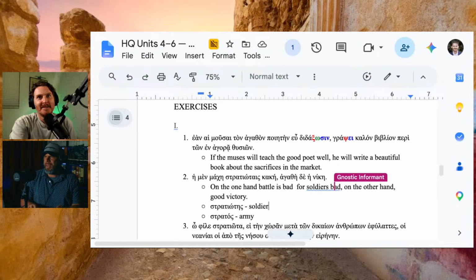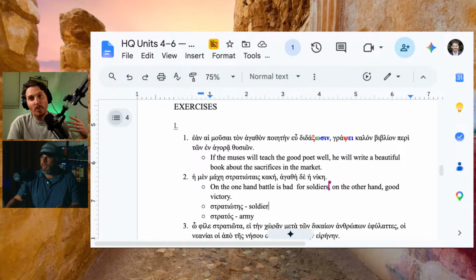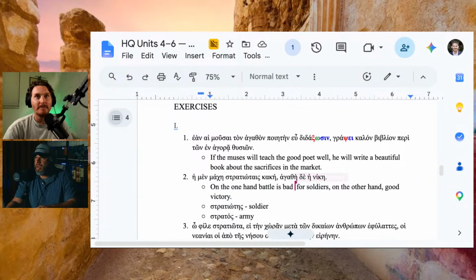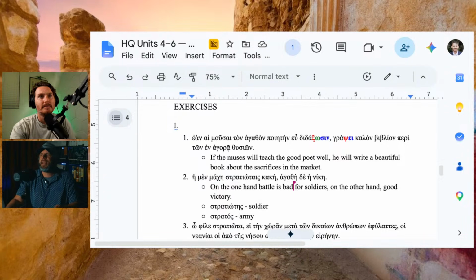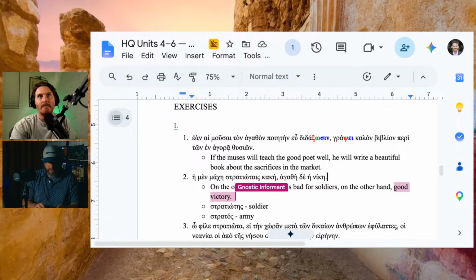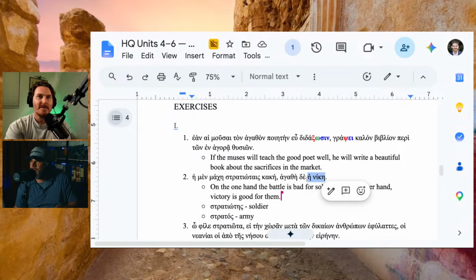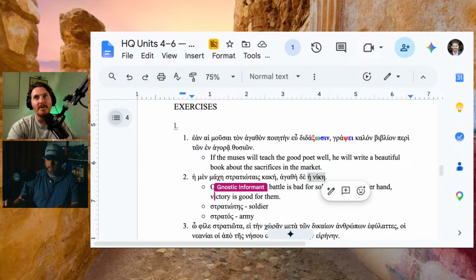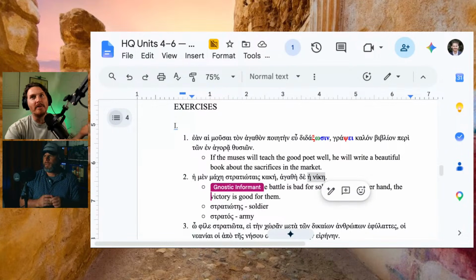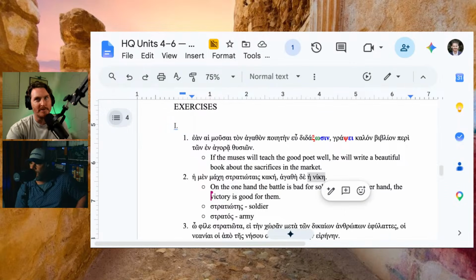So on the one hand, the battle is bad for soldiers. Yeah. On the other hand, victory is good for soldiers. Victory is good for them. But in this case, it's he Nike, the victory, right? So the battle was bad for the soldiers, but the victory was good for the soldiers.